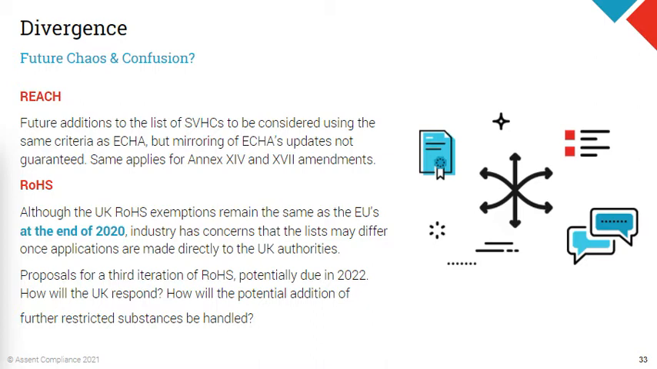Now, just to wrap this up and summarize what we're talking about when it comes to divergences, we can right now comfortably or semi-comfortably manage by following the most restrictive list. Currently today, the lists are closely aligned. Everything is mirrored closely enough that as long as you follow the EU guidance, you're going to be compliant, generally speaking, from a communication obligation standpoint, not necessarily a registration standpoint for these regulations.